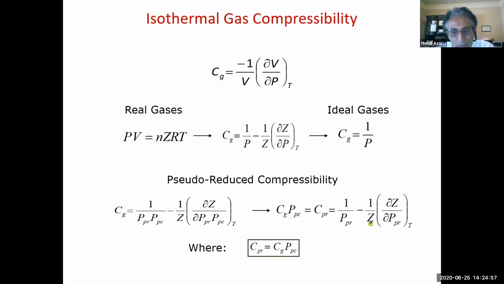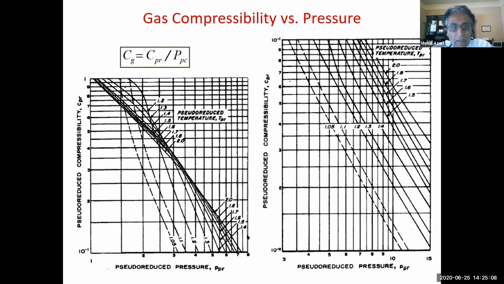So you play with these numbers and you come up with the reduced compressibility, which is equal to CG times the pseudo-critical pressure. So this is a very simple equation. And now the CG is equal to CPCR, and what you do is you enter the pseudo-reduced pressure, which, remember, is pressure divided by critical pressure. You go to the pseudo-reduced temperature. So let's say it was like 5 on the pressure, and then it was like 1.8 here. Then this is going to be 7.